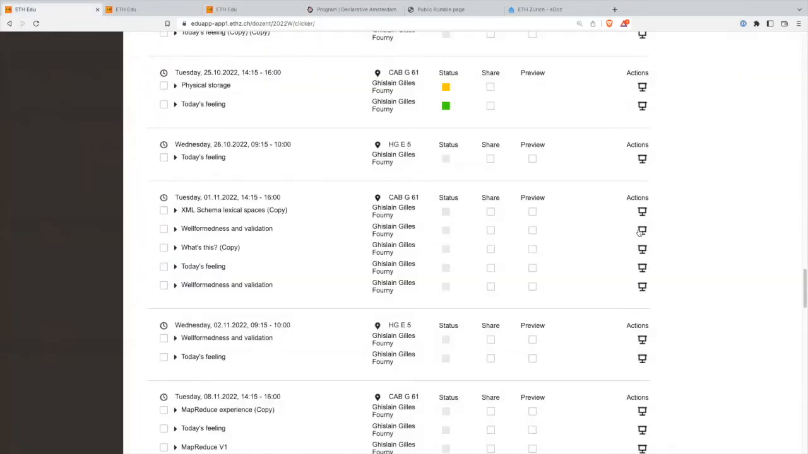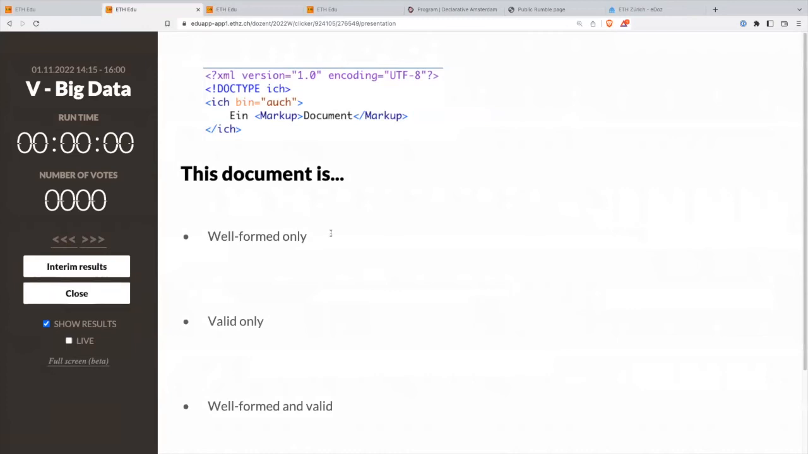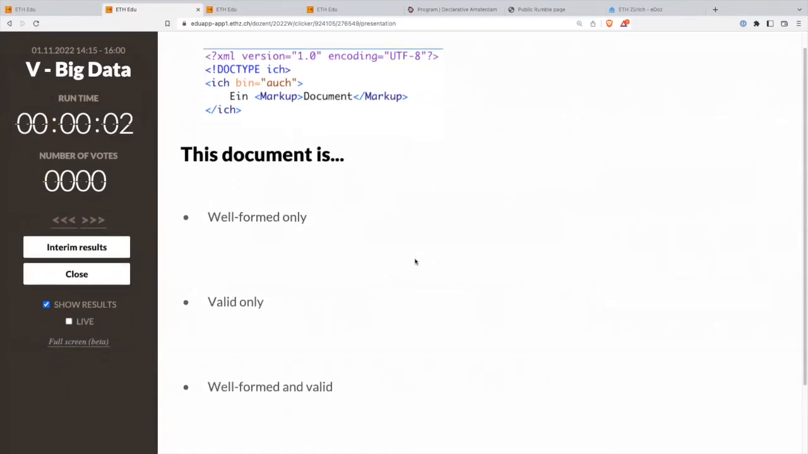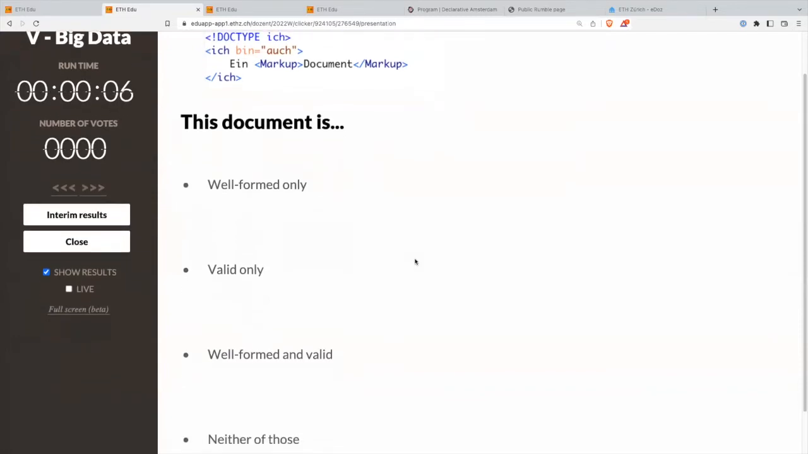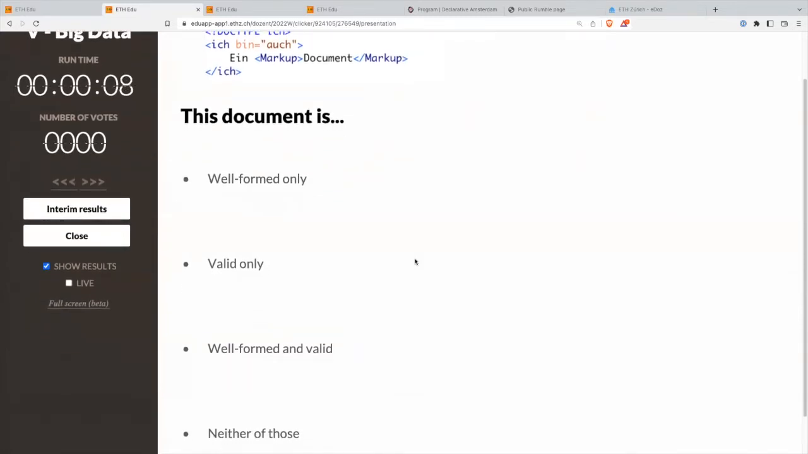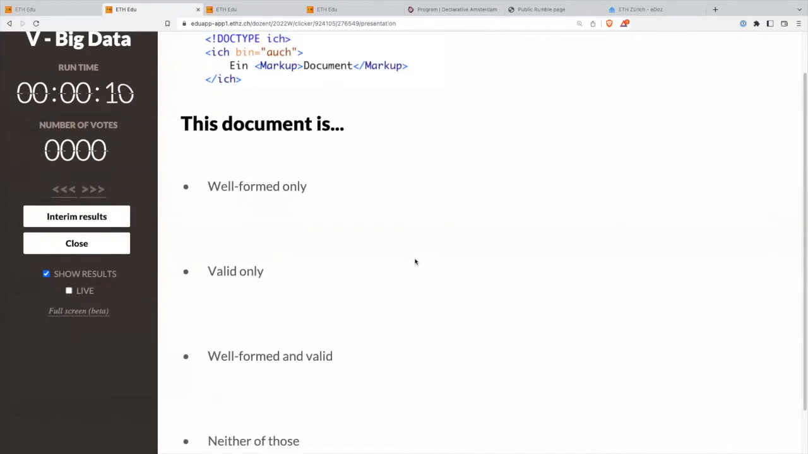Okay, let me also ask you this. You don't need to actually know what we will do today because we haven't done this with XML yet, but I think you can still answer this question. I'm giving you a document and I'm asking you, is it well-formed? Is it valid? Is it both or is it neither?